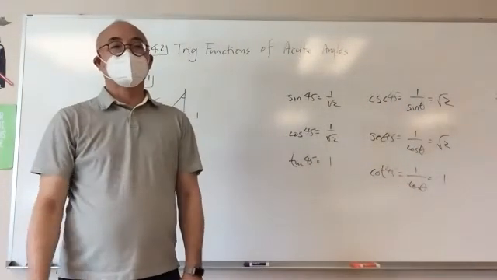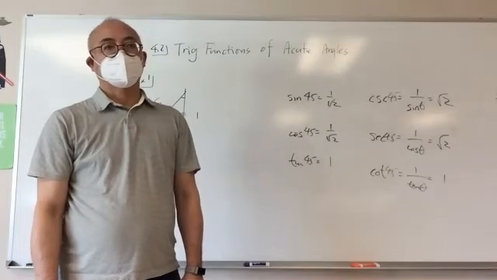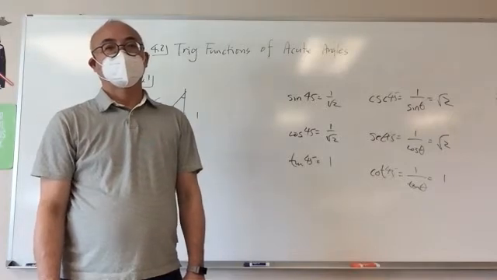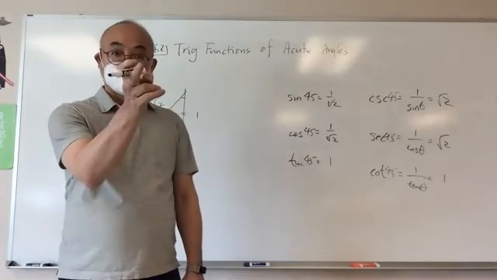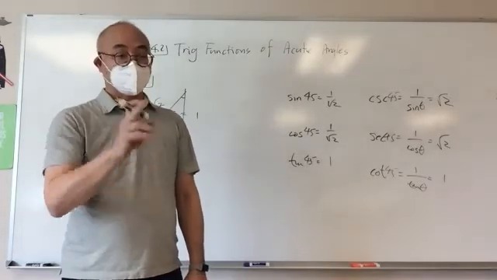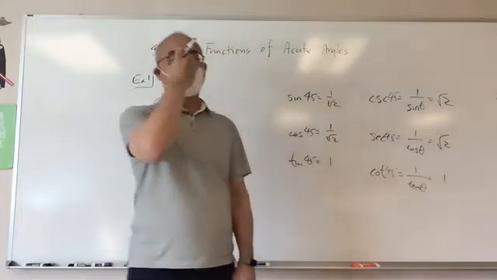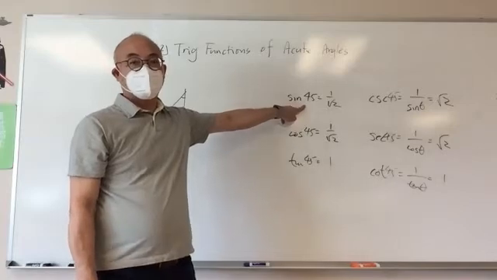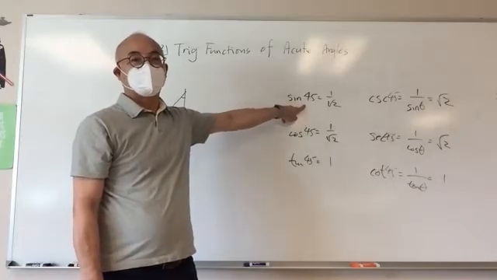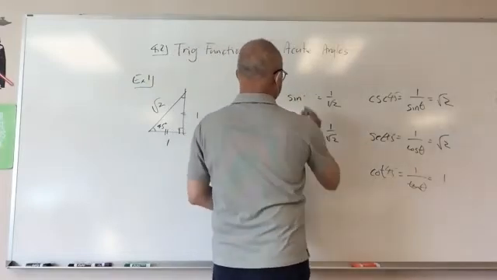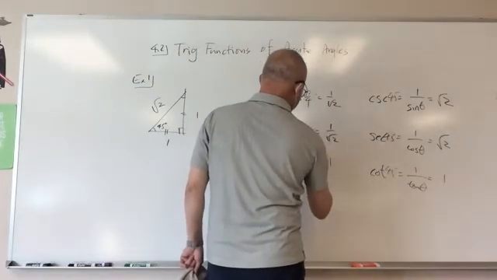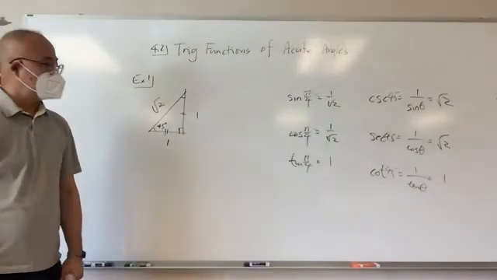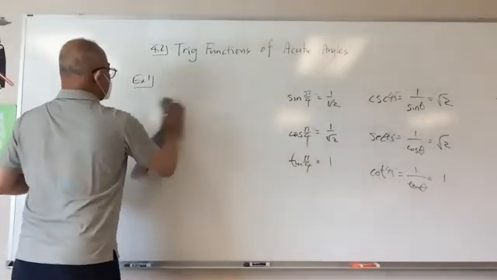What is 45 degrees in radians? It's pi over 4, because pi radians is 180 degrees. There are four 45s in 180 degrees, so it's pi over 4. If I do this in radians, it would look like this, pi over 4. So what was the other special triangle?